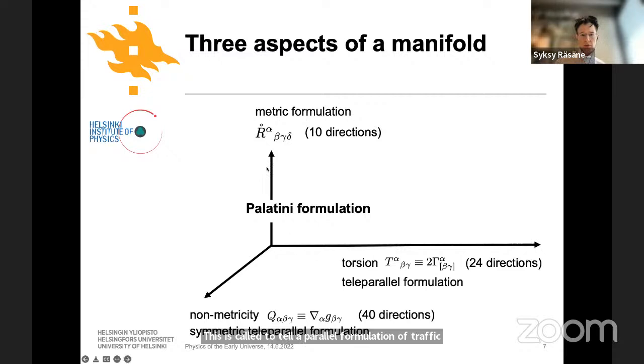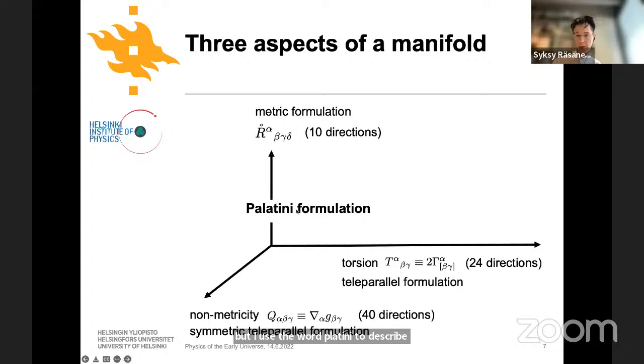Or you can say, no, the curvature is zero, the torsion is zero, gravity is completely described by non-metricity, so the covariant derivative of the metric, in which case you have 40 functional degrees of freedom. This is called the symmetric teleparallel formulation. Or you can apply constraints, for example, that you lie along this wall here. So for example, you have curvature and torsion, but no non-metricity. This is called Einstein-Cartan theory. Or you can say, okay, let me not apply a priori any constraints. This is called the Palatini formulation, sometimes called metric-affine. Sometimes people call it Palatini when you're moving on this wall, so the torsion is zero, but I use the word Palatini to describe the case when you don't apply any constraints.